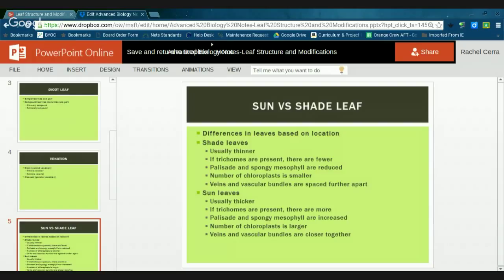With your sun leaves, it's just basically going to be the same thing, but the opposite. So thicker leaves, usually if there's trichomes, there's going to be more of them than in the shade leaves. They're going to have more spongy and palisade mesophyll. They're going to have more chloroplasts, and then those veins and vascular bundles are going to be closer together.